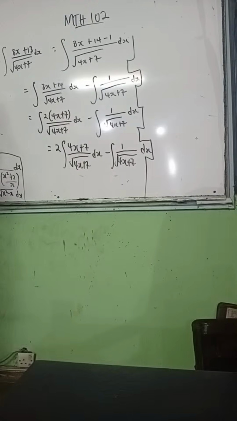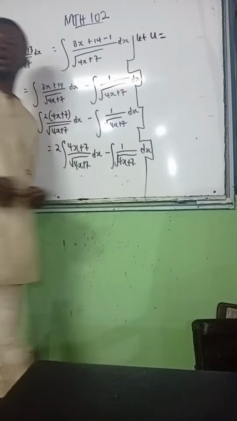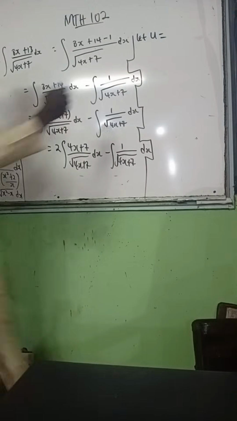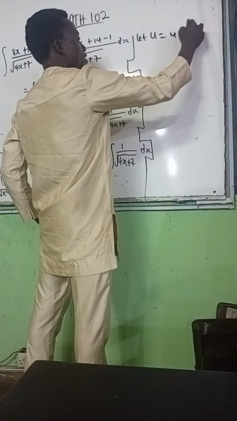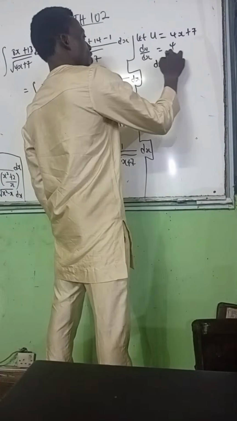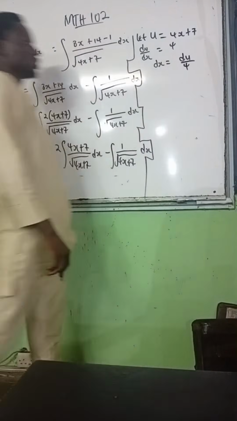Now here you can say, let u be what? 4x plus 7 or root 4x plus 7? Which one is best? Very good. So let u be 4x plus 7. du over dx now gives us 4. So that means dx will give us du over 4.